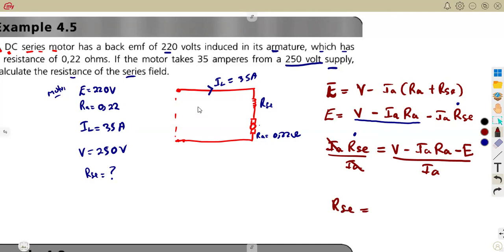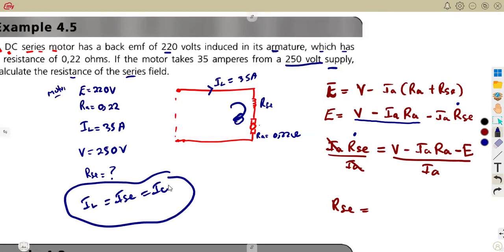So that was the condition that we are going to have. So it was just a matter of substituting now. Remember, it's a series. As we consider that in a series, these currents are the same. The load current is equal to the series field current, is equal to the armature current, as I stated before. So as we are given this load current, we are also given the armature current. So everything is there. It's just a matter of substituting.